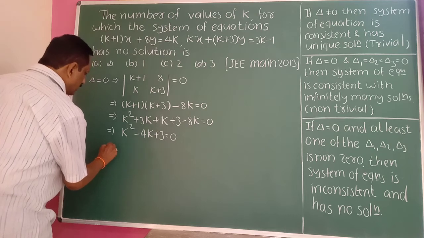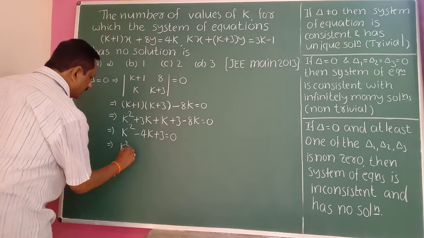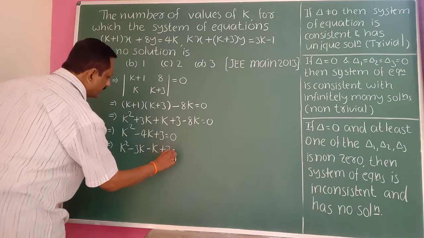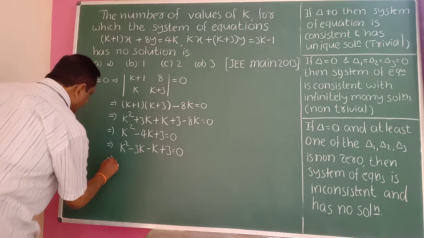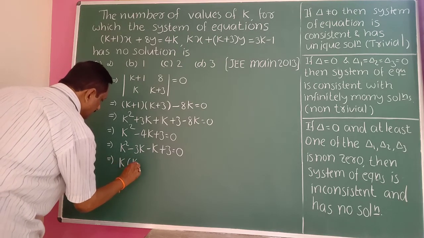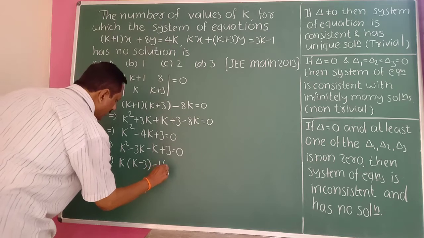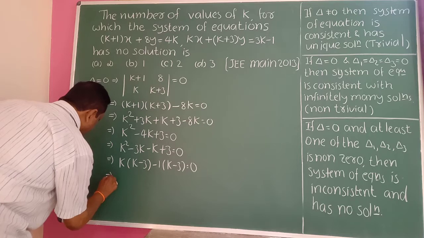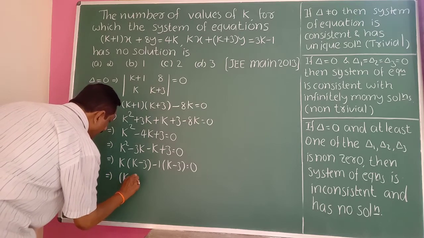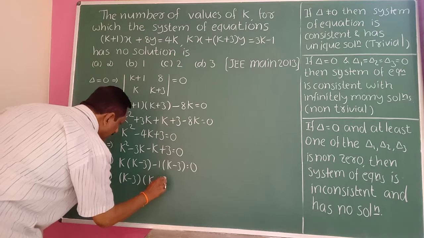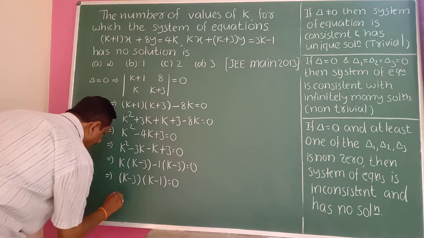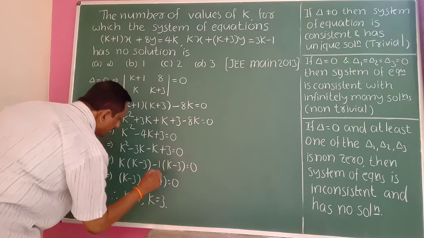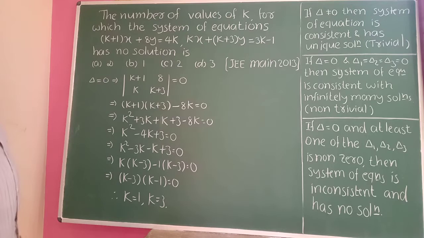A quadratic equation here. As the two numbers are, minus 3k minus k plus 3 is equal to 0. Therefore, k common factor, k minus 3, minus 1 is the common factor, then k minus 3 is equal to 0. Therefore k minus 3 into k minus 1 is equal to 0. Therefore, we can write that k is equal to 1 and k is equal to 3.